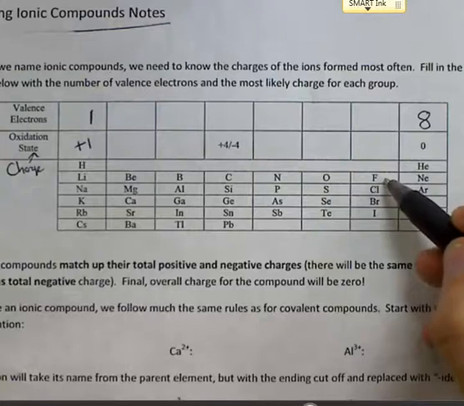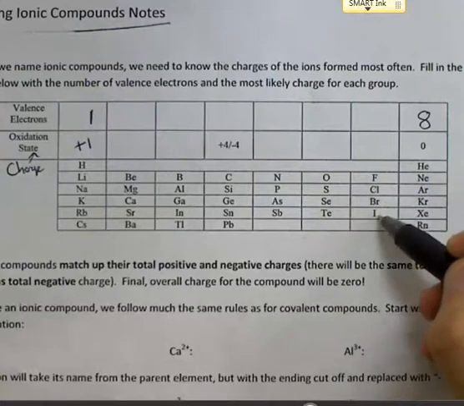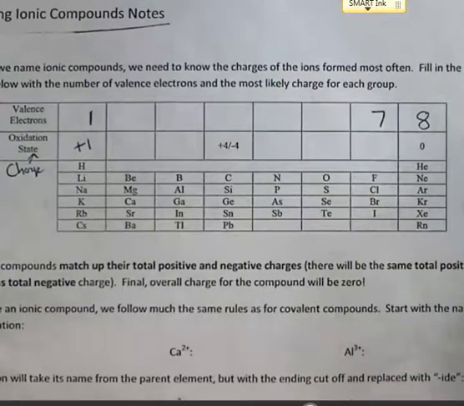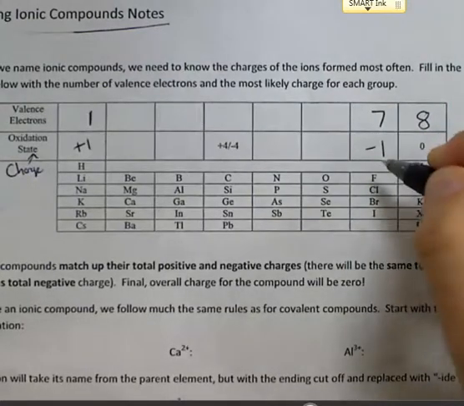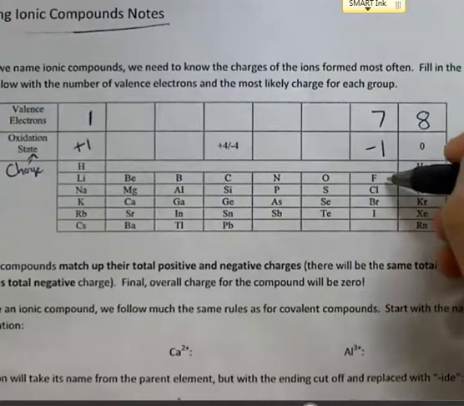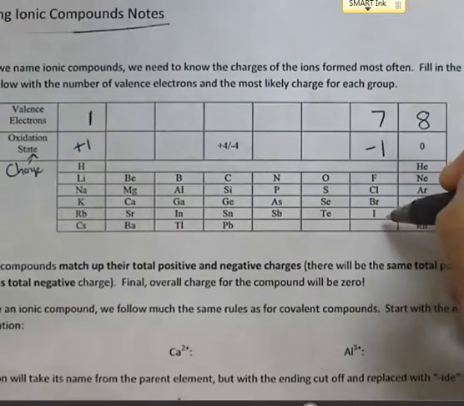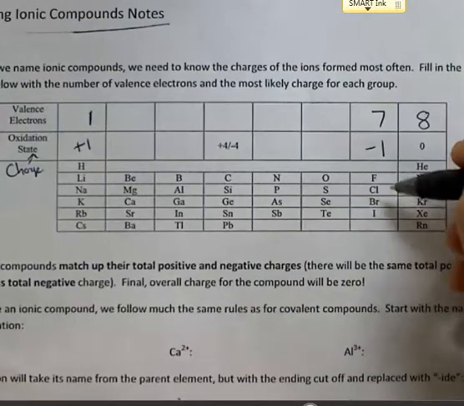The halogens, fluorine, chlorine, bromine, and iodine, all have 7 valence electrons, so they only need to pick up 1 more. They're going to gain 1 electron and end up with a charge of -1. So when we see fluorine, chlorine, bromine, and iodine in an ionic compound, try saying that bunch fast, they're always going to have a charge of -1.